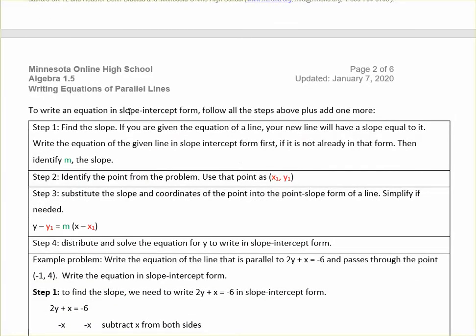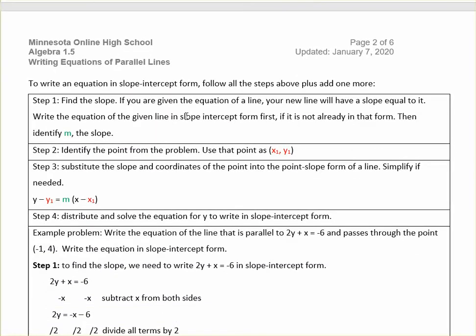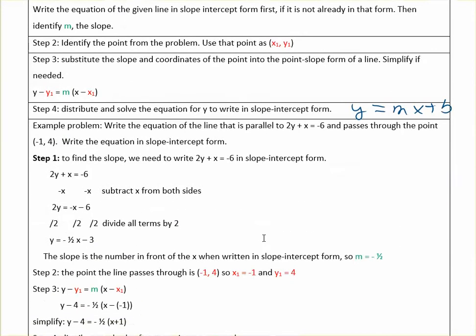Sometimes you are asked to write an equation in slope-intercept form. So you will do all those same steps, but then you will add step 4, which is to distribute, multiply on the right side, and solve the equation for y to get it into slope-intercept form, which is y equals mx plus b. Let's look at an example. We are given an equation. Write the equation of the line that is parallel to 2y plus x equals negative 6 and passes through the point negative 1, 4. Write the equation in slope-intercept form.